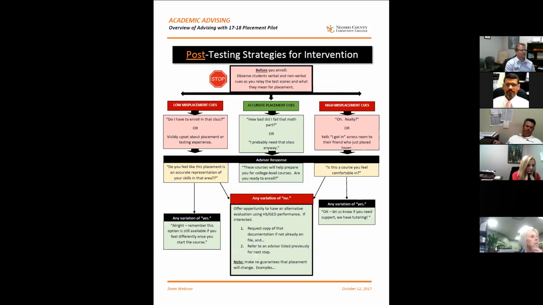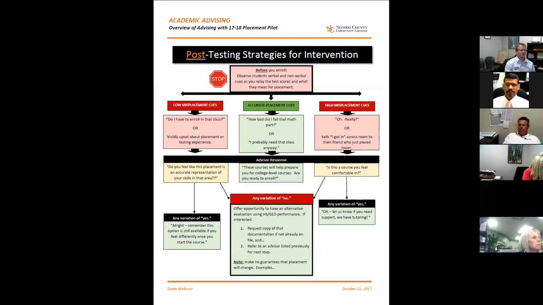If the student gives you a cue that might indicate that their misplacement into courses is on the low side, so maybe their appropriate placement is actually intermediate, but their score is indicating beginning, you usually get some response like, do I have to enroll into this? Or they're visibly upset about their placement score or their testing experience. At that point, you're just asking them if they feel like it's an accurate representation. If they follow up with any variation of yes, then you might just remind them that this pilot option is still available to them if they want evaluated at some point later.